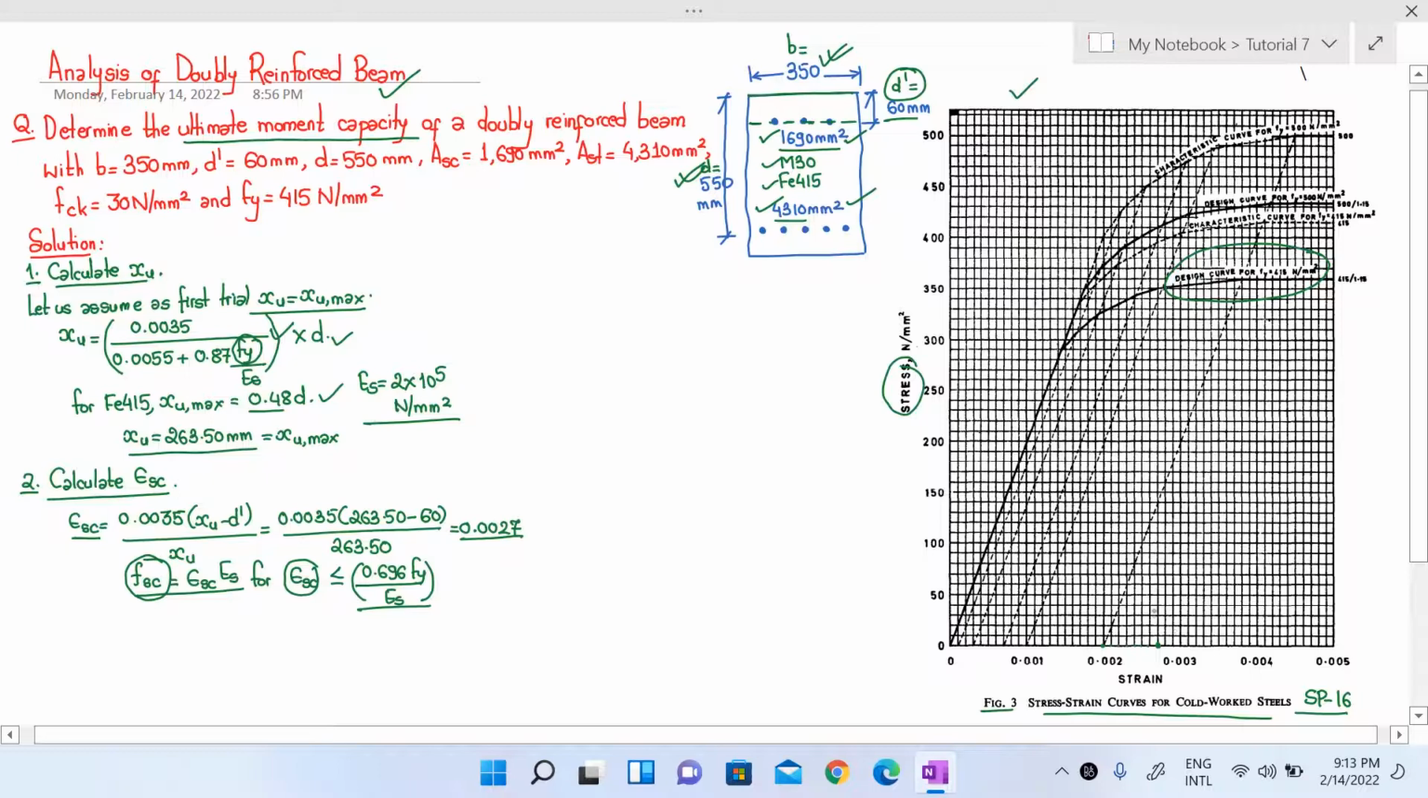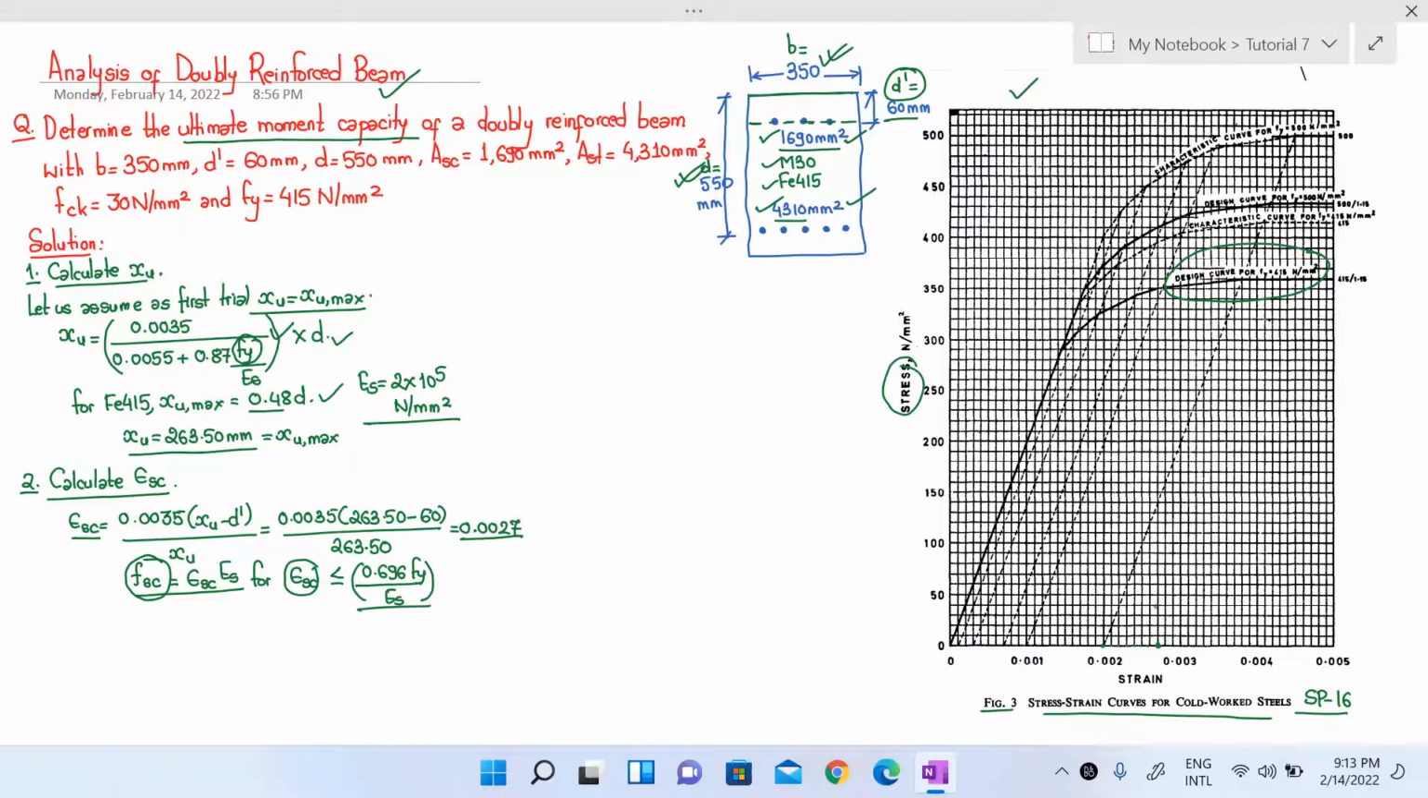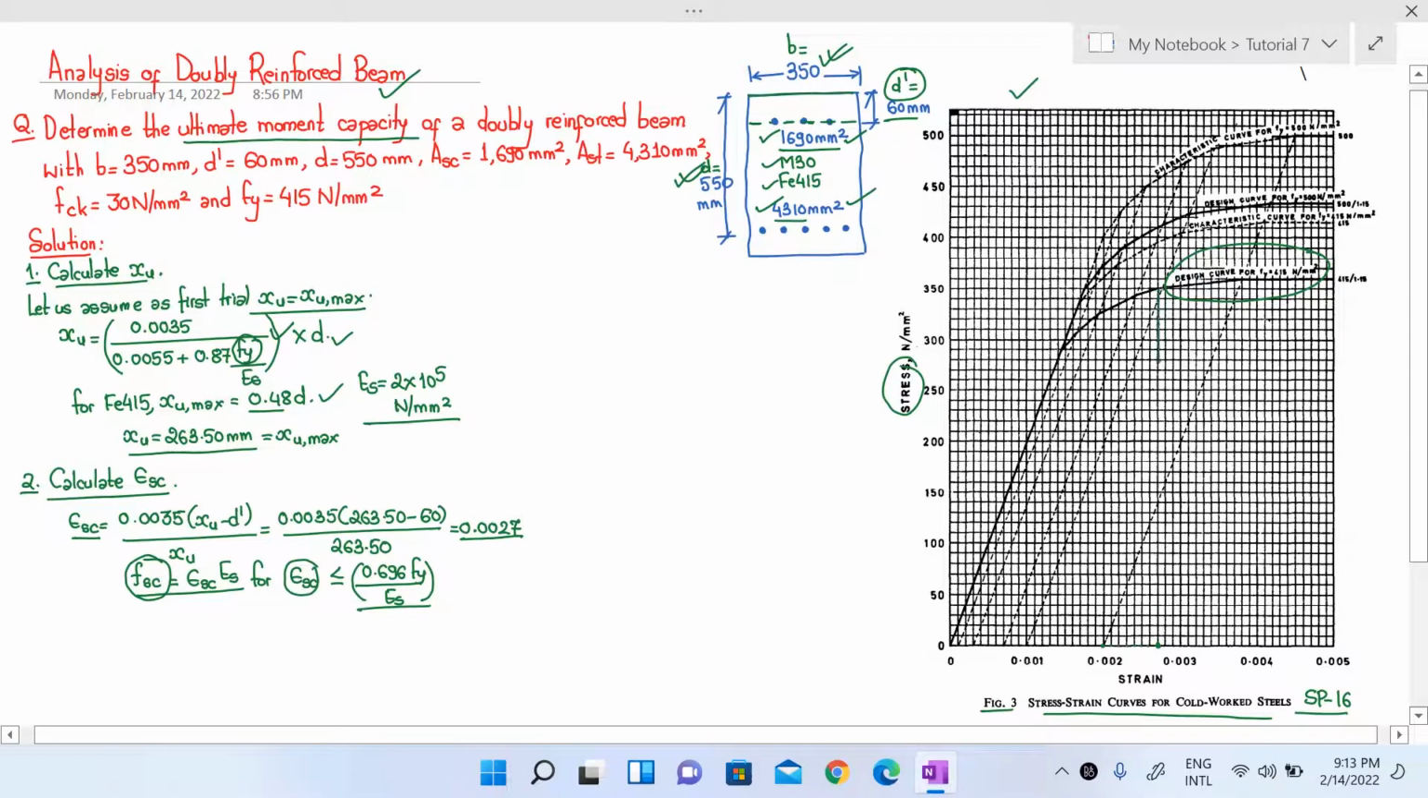From this value of strain, draw a vertical line to our design curve for Fe415 grade steel. This vertical line meets the curve here. And from this touching point on the curve, draw a horizontal line to the y-axis. You can see that corresponding to the strain of 0.0027, the value of stress in steel is 350 Newton per mm square. So the value of Fsc we take is 350 megapascals, or 350 Newton per mm square.